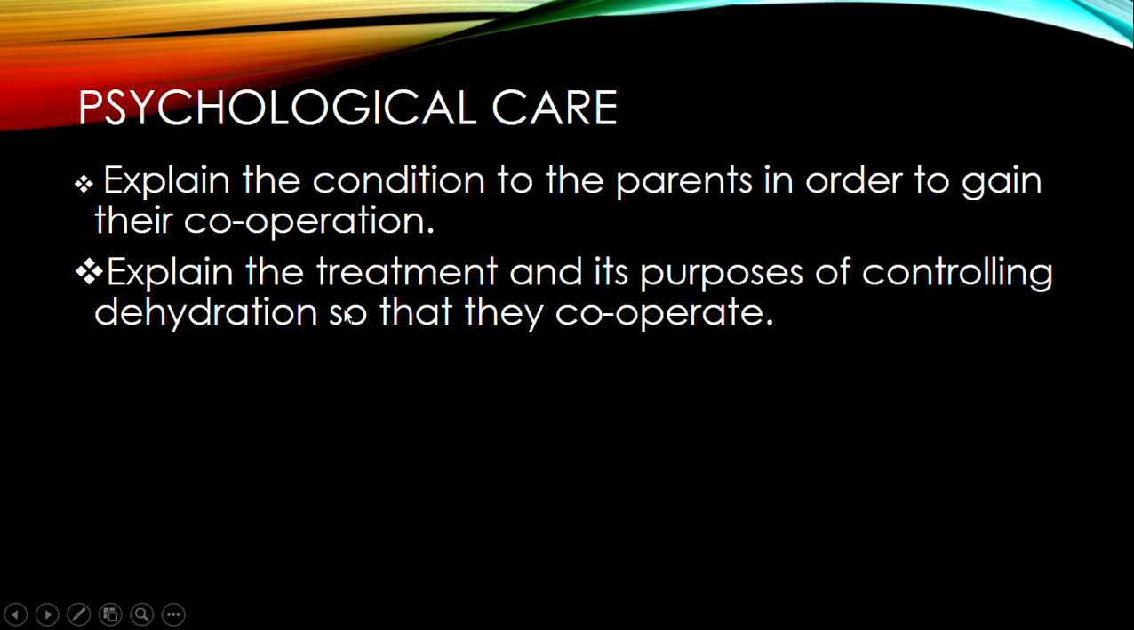So if the child is on plan B, if they are taking ORS, explain to the mother the importance of giving ORS, the importance of controlling dehydration so that they cooperate. If they don't understand what you are doing, it will be difficult for them to cooperate. So it is important that the parents understand why you are telling them to be giving ORS and to continue to breastfeed. Because if they do not understand, it will be difficult for them to cooperate. So because we want them to cooperate and to understand what is going on, we need to explain to them.